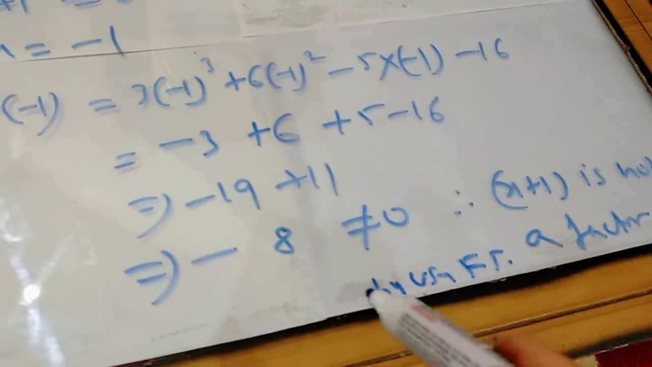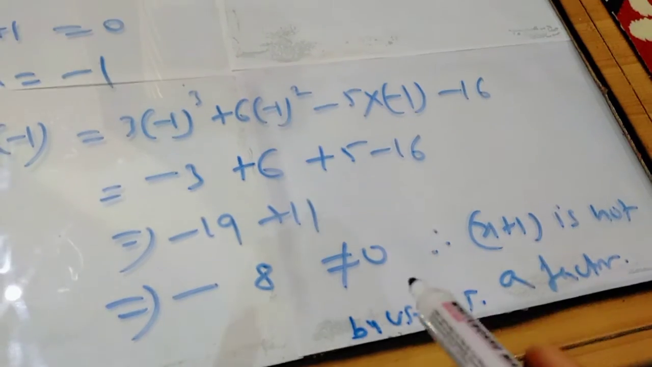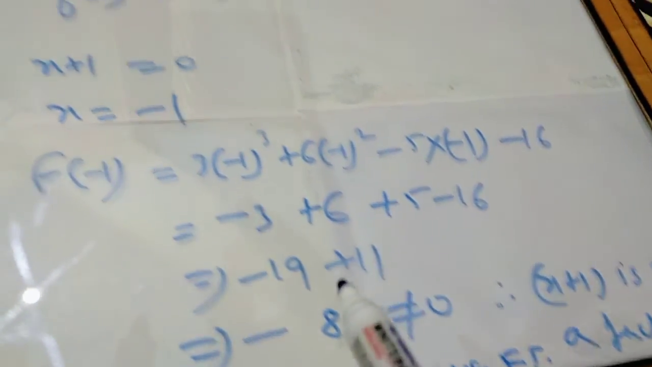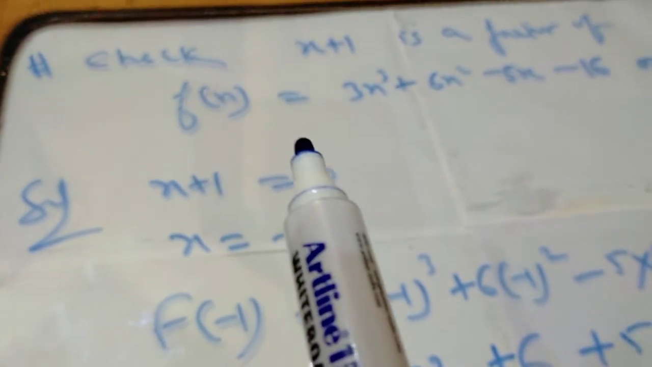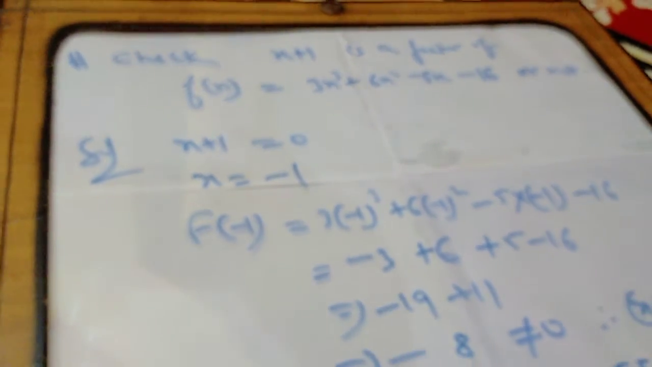So this you have to mention over here. By using the factor theorem, we can say x plus 1 is not a factor of the given polynomial f(x) is equal to 3x cube plus 6x square minus 5x minus 16. So this is the complete procedure for using the factor theorem.